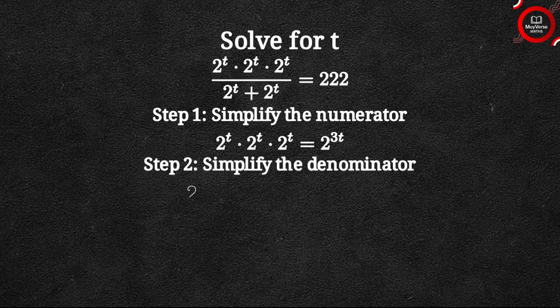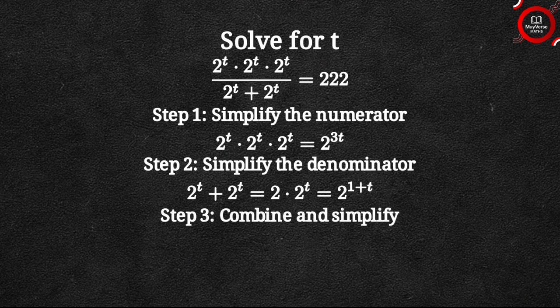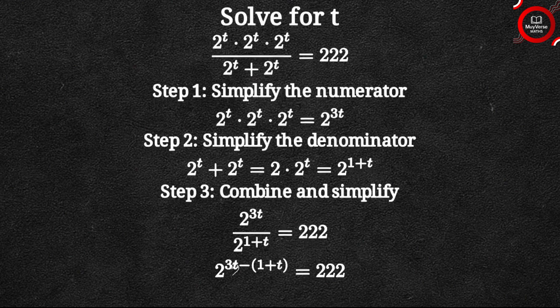Step 3. Substitute both results into the fraction. Then, divide powers with the same base by subtracting exponents. We get 2 to the 2t minus 1 equals 222.